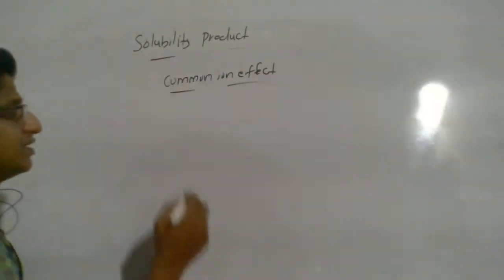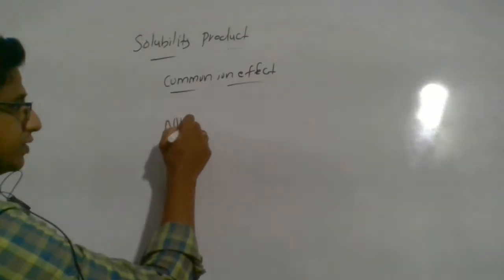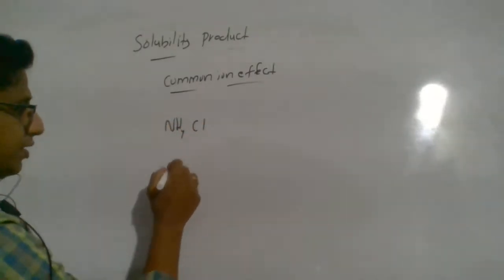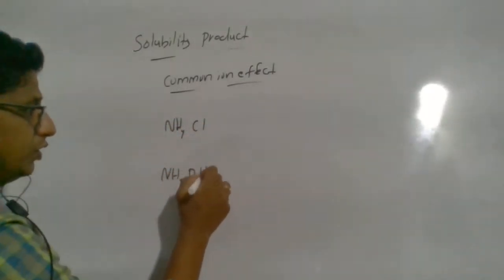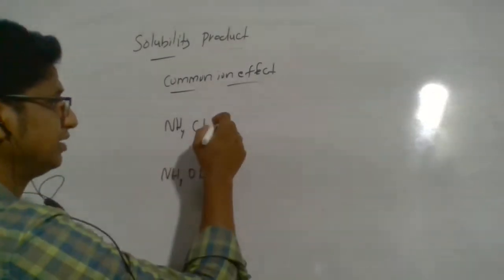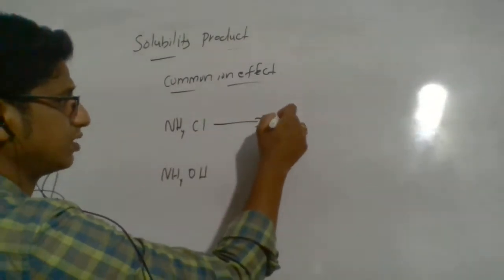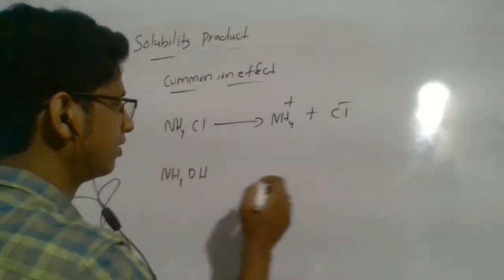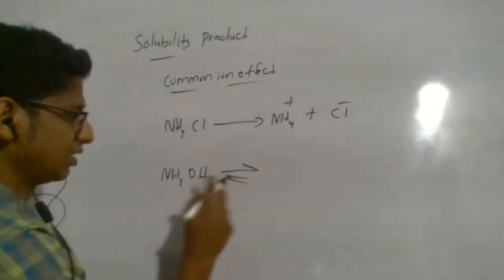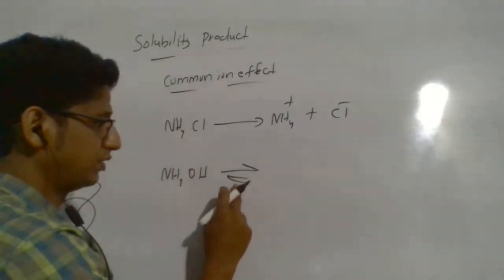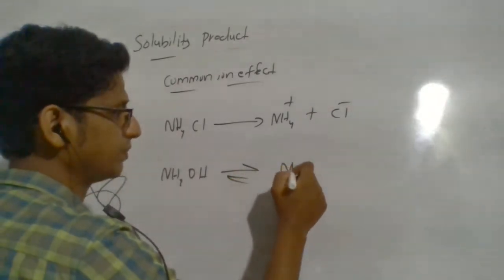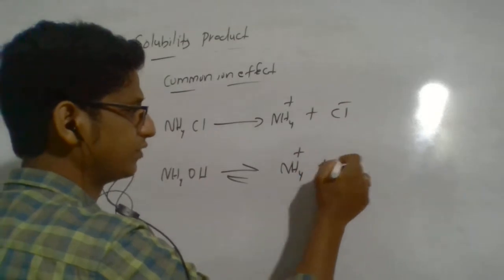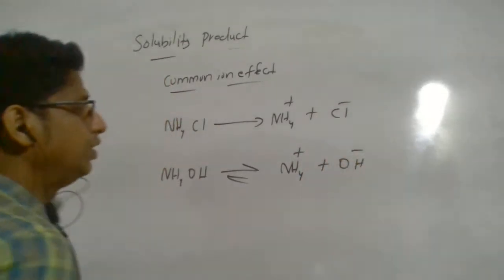Common ion effect is nothing but, let me explain through an example: ammonium chloride and ammonium hydroxide. This is the group reagent for group 3, right? So ammonium chloride is a strong electrolyte that will dissociate as ammonium ion and chloride ion, while ammonium hydroxide is a weak electrolyte, so I put the equilibrium state. It ionizes as NH4 plus and OH minus ion.